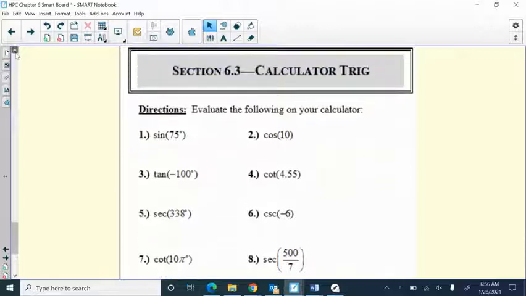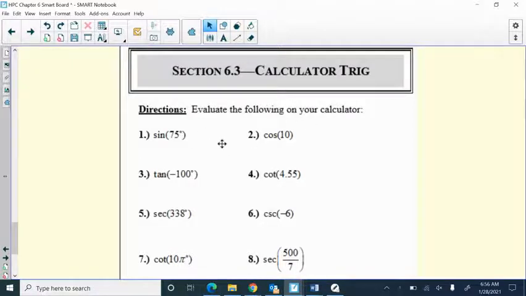Okay, so this video is going to review how you evaluate the six trig functions on your calculator, and making sure you know how to go between radians and degrees. One thing you'll notice is that your calculator only has sine, cosine, and tangent. It doesn't have the other three trig functions.